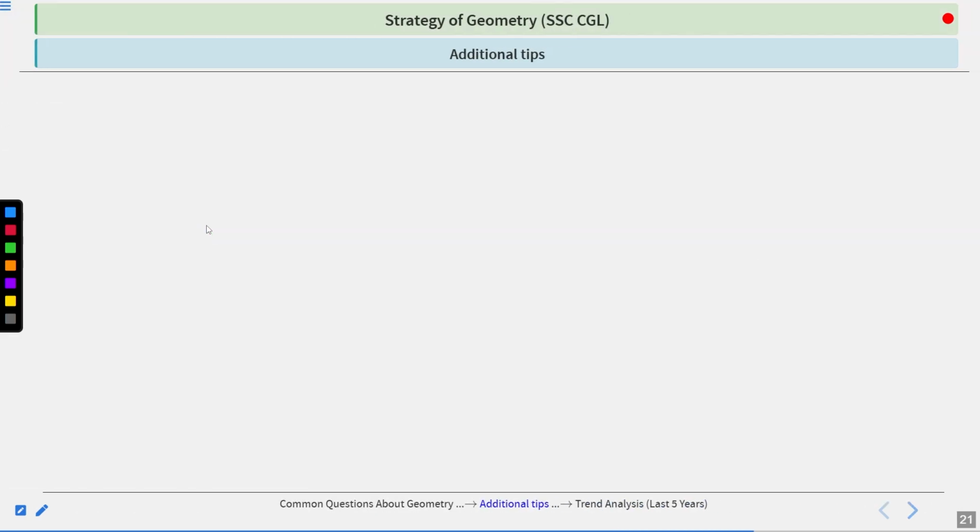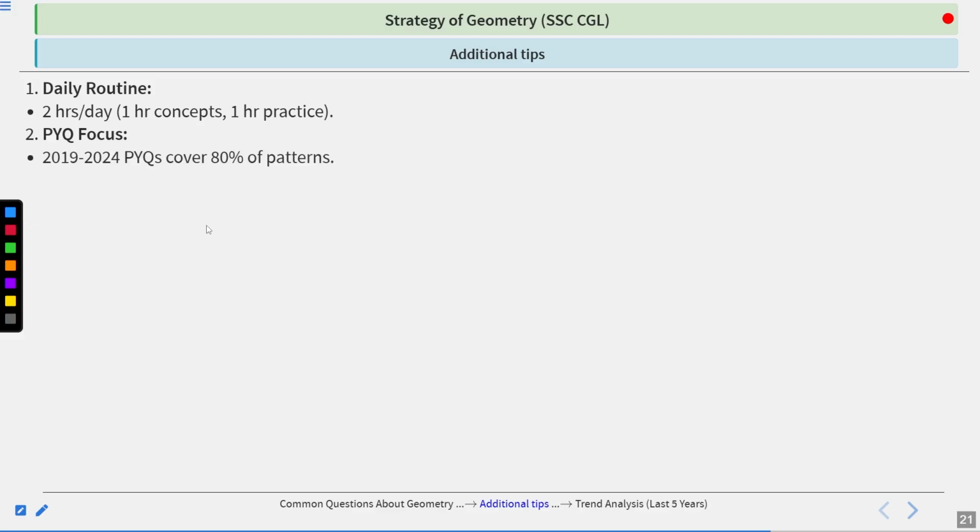Next one is some additional tips related to preparing geometry for the SSC CGL exam. So your daily routine should be 2 hours a day, 1 hour for concept, 1 hour for practice. Second one is focus on PYQs. Try to solve all 2019 to 2024 PYQs related to geometry. Cover 80% of the patterns which are asked in SSC CGL exams.